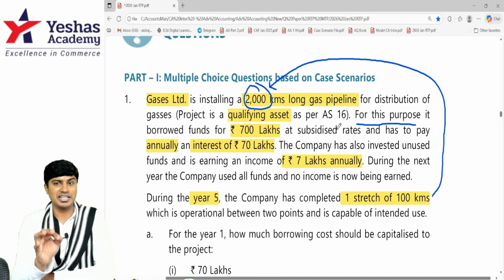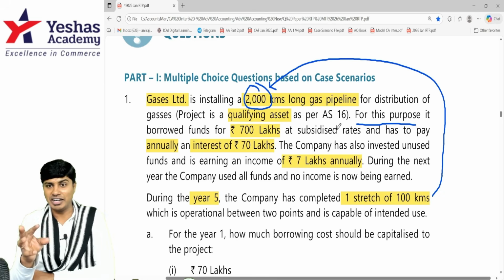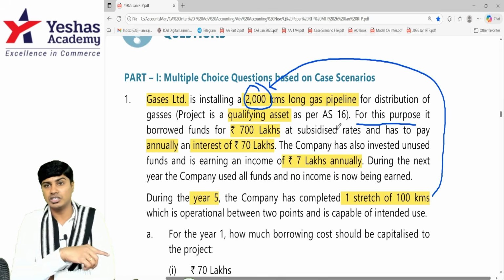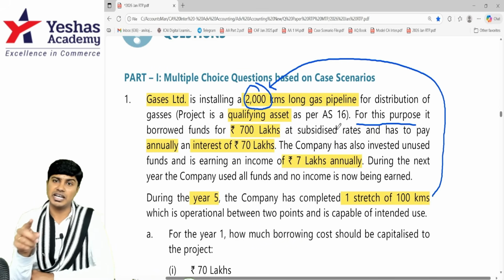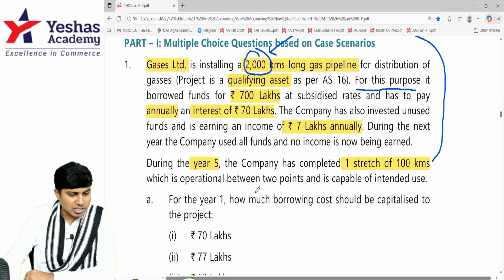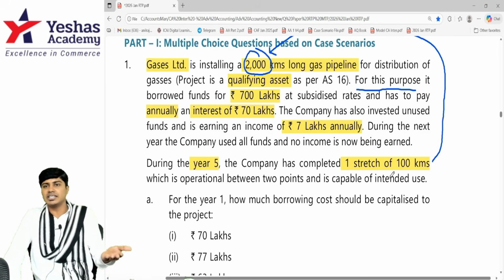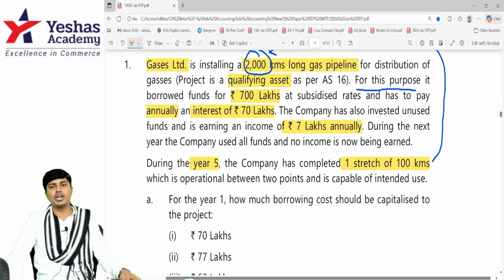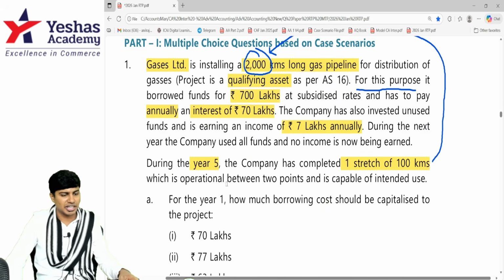First year, 70 minus 7, 63. Second year, 70. Third year, 70. Fourth year, 70. Fifth year, out of 70 lakhs, 5% will be charged to revenue, 95% will be charged to the asset. Then, when the asset is operational between 2 points and is capable of its intended use, they are convincing us that the asset is ready for its intended use. As per Accounting Standard 16, borrowing cost capitalization has to stop.